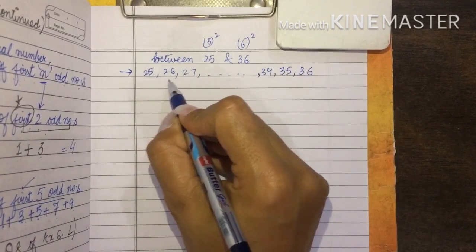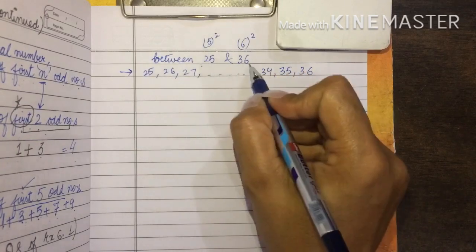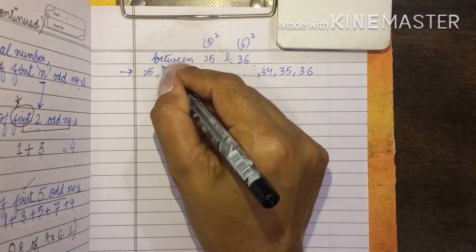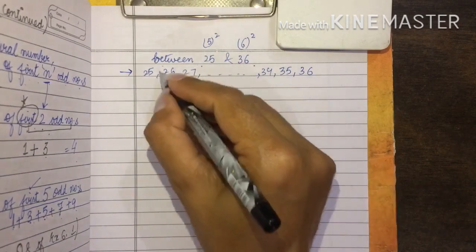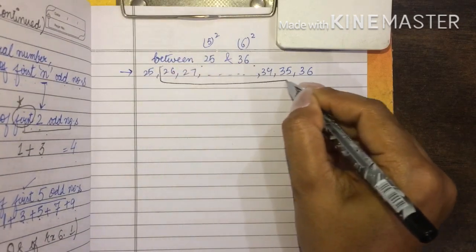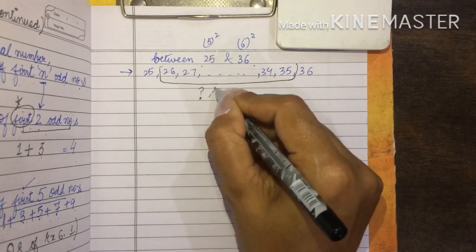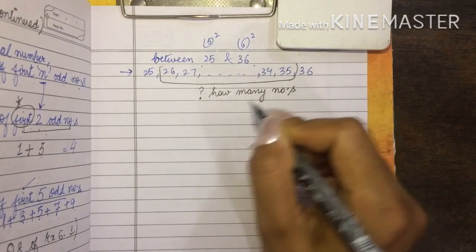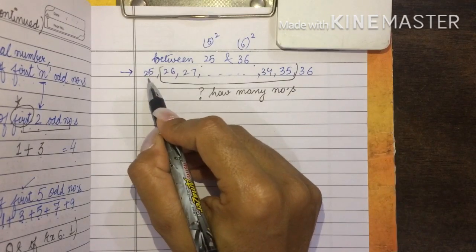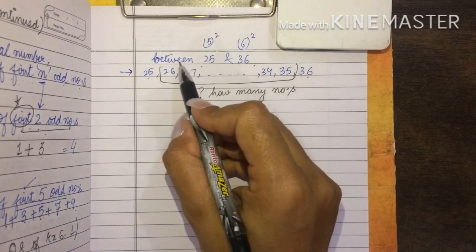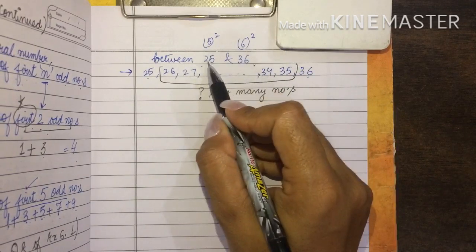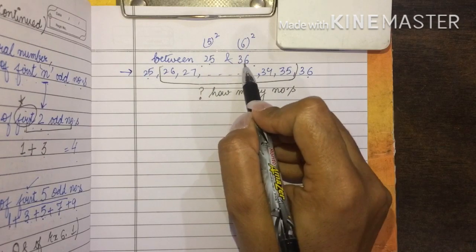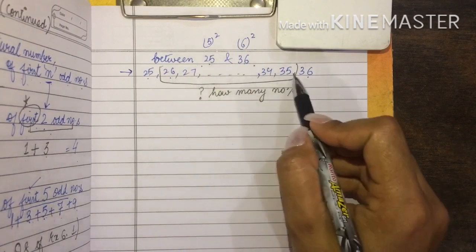If I write down all the numbers starting from 25 to 36, I want to know how many numbers lie between these two. This will not be included, this will not be included, in between these two. So you have to exclude 25 and 36. Start from 26 up to 35.